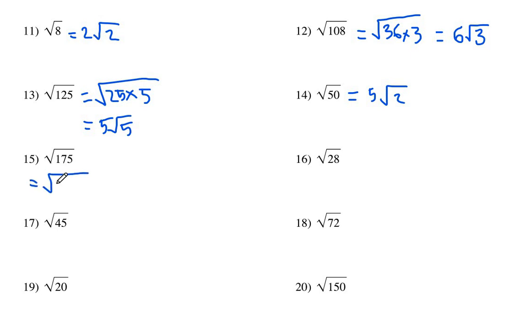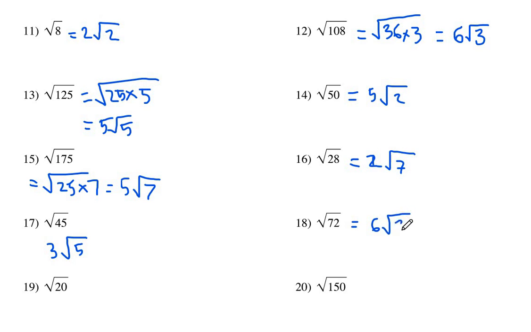175 can be written as 25 times 7. So that will give you 5 root 7. 28 is 4 times 7, so that is 2 root 7. 45 is 9 times 5, so that will be 3 root 5. 72 is 36 times 2, so that means this can be simplified to 6 radical 2. 20 is 4 times 5, so that can be written as 2 radical 5.